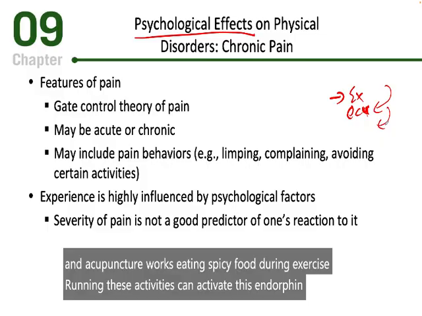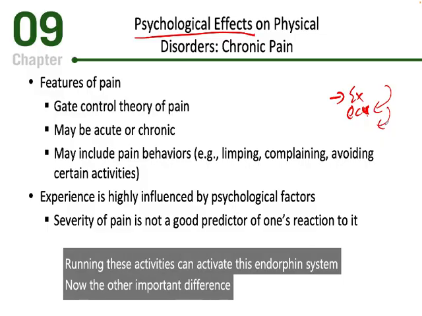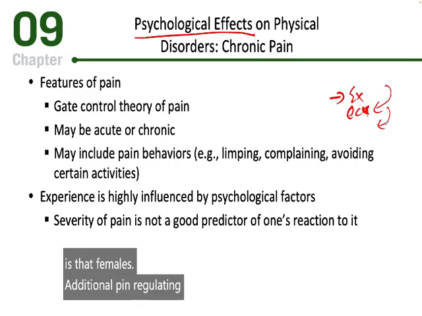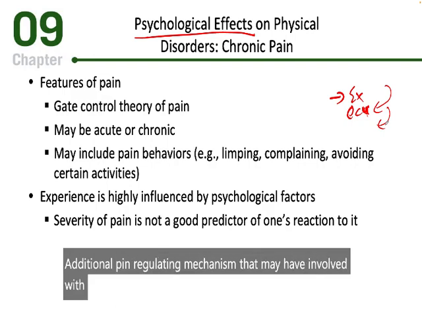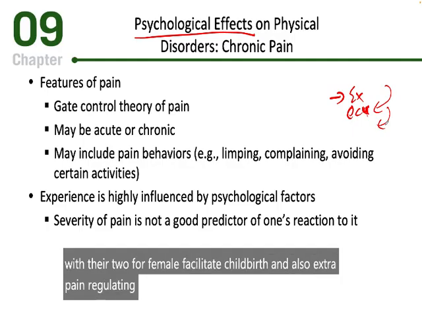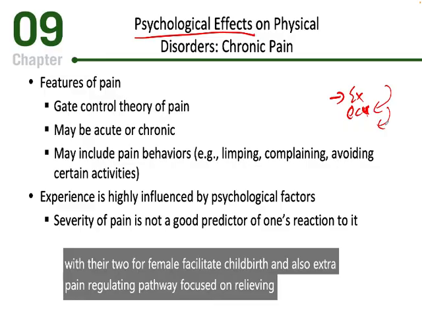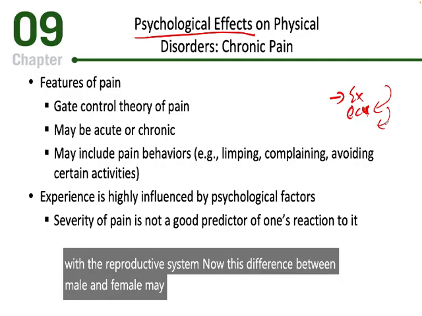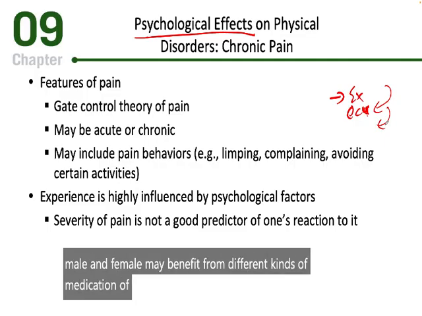Now, the other important difference between male and female is that females have an additional pain regulating mechanism that may be involved to facilitate childbirth, and also an extra pain regulating pathway focused on relieving pain associated with the reproductive system. Now, this difference between male and female may benefit from different kinds of medication, of course.